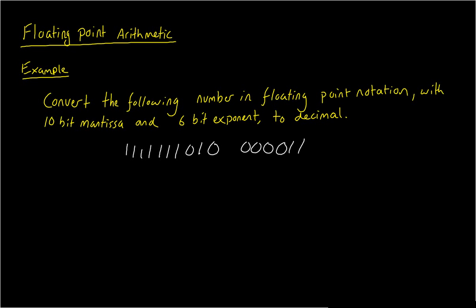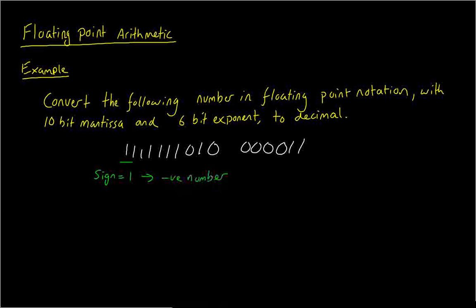Okay, in this example of floating point arithmetic, we're again going to be converting a number with a 10-bit mantissa and a 6-bit exponent to decimal, but this one is slightly different to the previous example. That's because if I interrogate the sign bit on the most significant bit part, the left-hand side, I discover that the sign equals 1. And that means that the number we end up with is going to be a negative number. Alright?